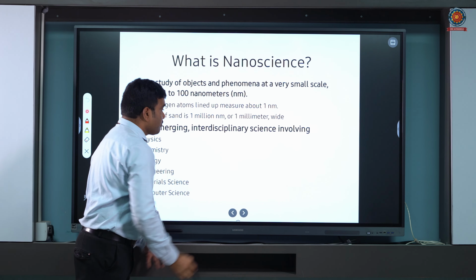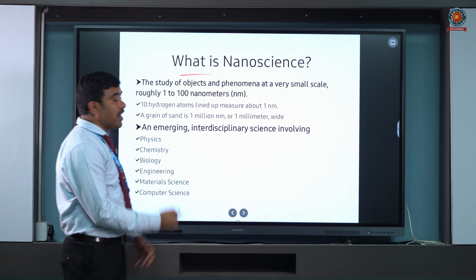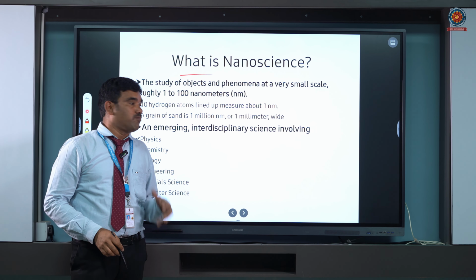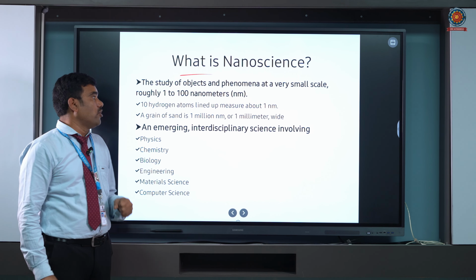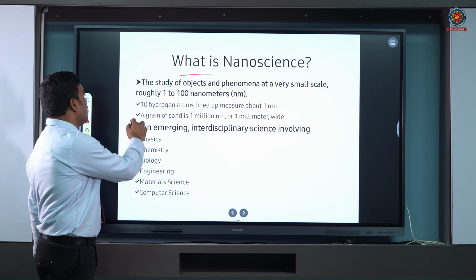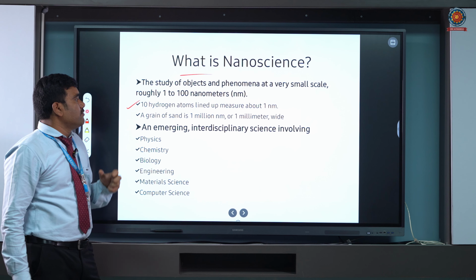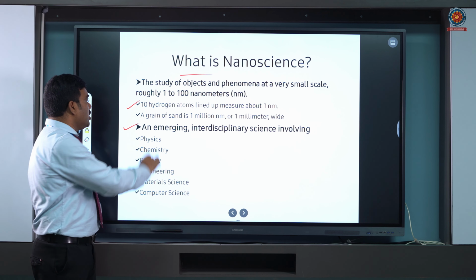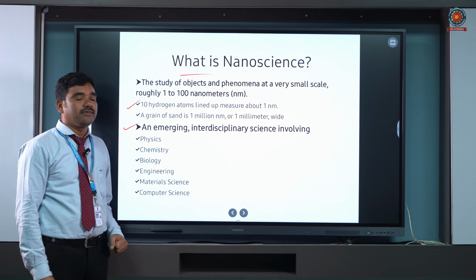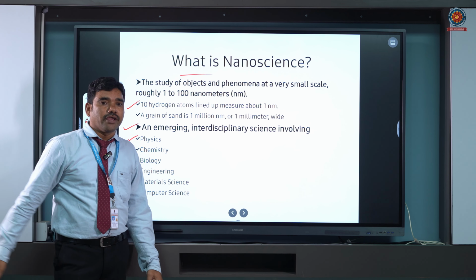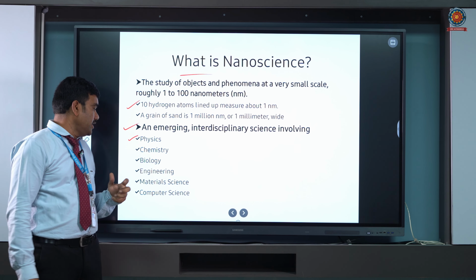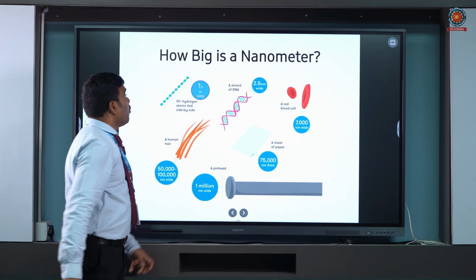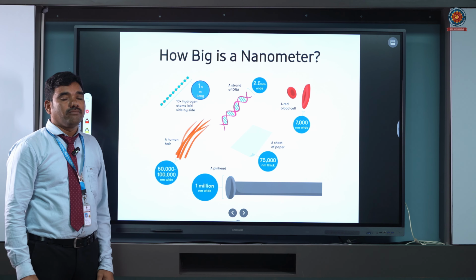See here, what is nanoscience? Already we discussed that nanoscience is the study of objects and phenomena at very small scale, roughly 1 to 100 nanometers. Ten hydrogen atoms lined up measure about 1 nanometer. Nanoscience involves emerging interdisciplinary science: physics, chemistry, biology, engineering, material science, and computer science.